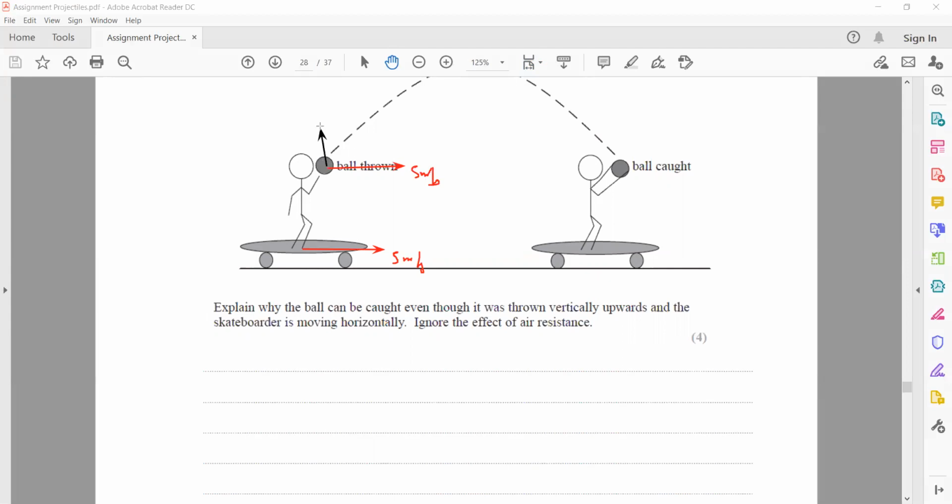Because vertical motion and horizontal motion are independent of each other. So vertically, first when it is going up, it will decelerate with a constant deceleration, and when it is coming down, it will accelerate. But what about the horizontal component? The horizontal component throughout the motion will remain 5 meter per second, so the ball will always remain above his head, because the horizontal speed of the ball is same as the horizontal speed of the skateboarder.